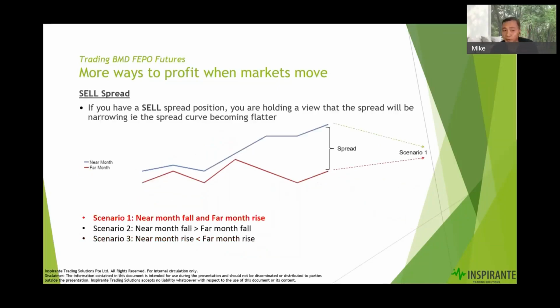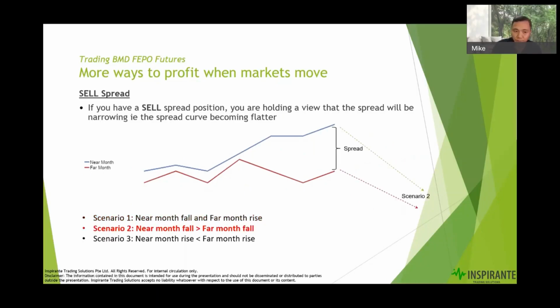How about the short side, where you short a front month and you long a back month? The same scenario here. Let's say you were short here and you're long here. You're expecting the spread to be narrowing. In this case, if the front month falls and the back month rises, you will effectively squeeze the spread to a narrower extent. In this sense, if you were short here and you liquidate and buy back over here, you will be profitable. And it's a narrowing too of a short position if both months fall.